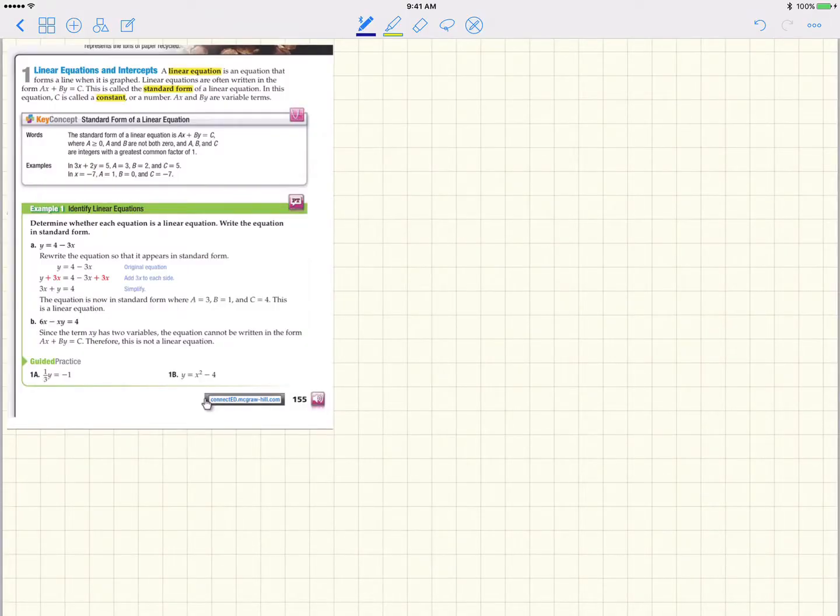Let me go ahead and switch over screens here. All right, guys, so here we are. We're on page 155 in the book. You probably want to follow along.